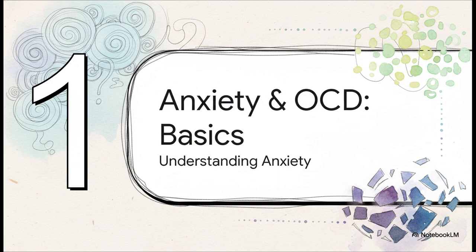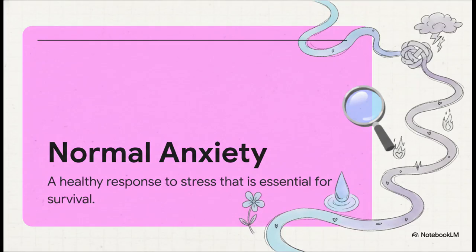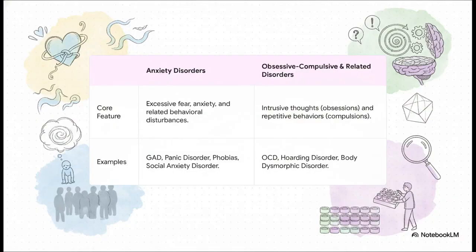Before we can even talk about the disorders, we have to get a handle on anxiety itself. What's normal, and when does it become a real problem? Look, we all have anxiety. It's totally normal. It's like our body's built-in alarm system, and honestly, we need it to survive. But the line gets crossed into a disorder when that alarm bell just won't shut off. It's when the anxiety is persistent, it's way out of proportion, and it starts seriously interfering with your ability to live your life.